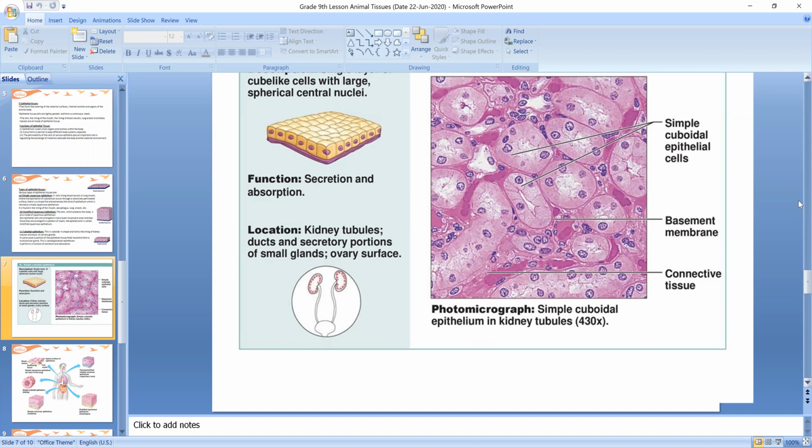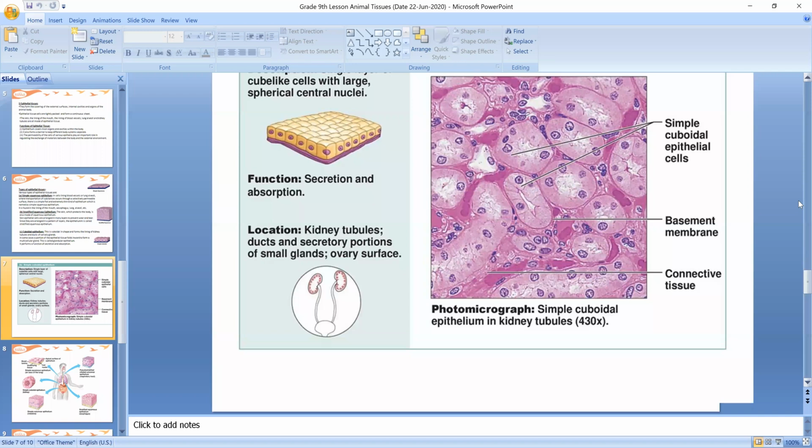Why are they present inside the kidney? What is the function of kidneys, children? What are the functions of the kidney? They purify the blood. Yes, and what else do kidneys do? Ma'am, they remove the waste materials. Yes, in the form of urine. They remove the waste materials.